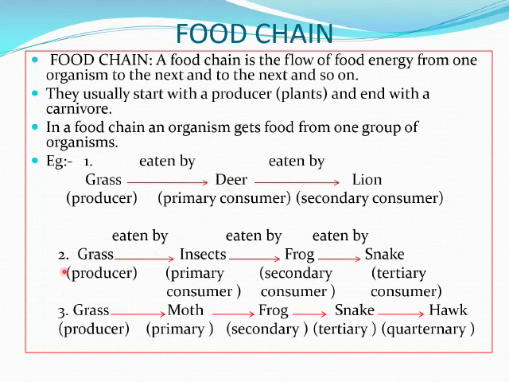If you see the second example, here grass is a producer. It is eaten by insects. Insects are eaten by frog and frog is eaten by snake. So here we can see the 4-level living organisms. This kind of food chain is called 4-level food chain: producer, primary consumer, secondary consumer, and tertiary consumer.